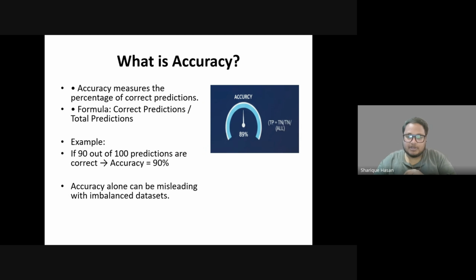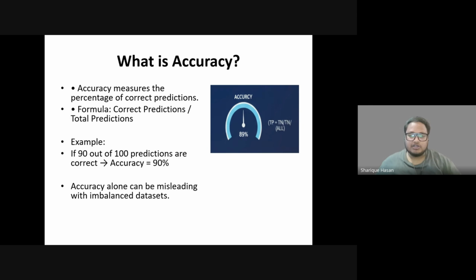Similarly, if the performance is 95 out of 100, then the accuracy will be 95%. Okay, accuracy alone can be misleading with an imbalanced data set. Now, if your data set is messed up, with missing values, duplicates, or anything else, it is messed up data. It's not correct data. It is half data. You're having half information, or you're having misinformation.